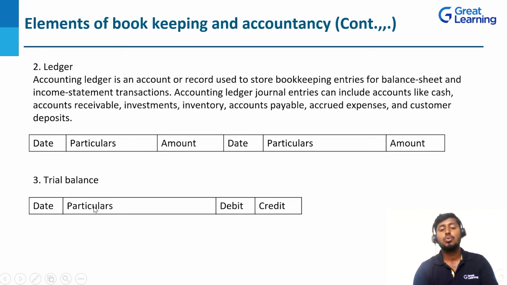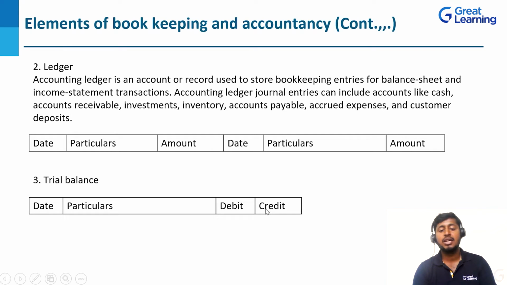So in the particulars, whatever the individual account, for example, cash, inventory, receivables, investments, all those things we are going to record in the particulars. And when it comes to the debit side, all your assets, expenses, and losses we are going to record in the debit side. For example, all the assets, cash, furniture, plant and machinery, building, and expenses like rent, electricity, water charges, depreciation, we are going to record at the debit side.